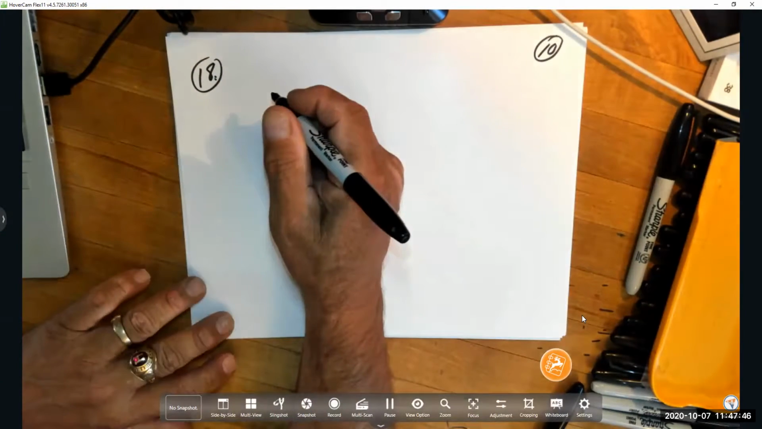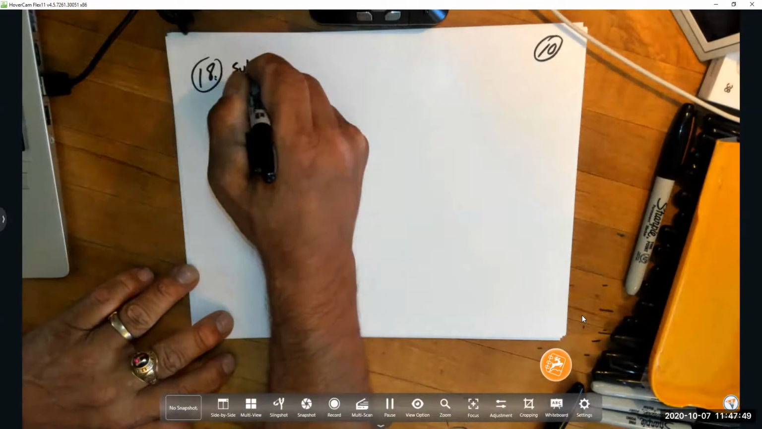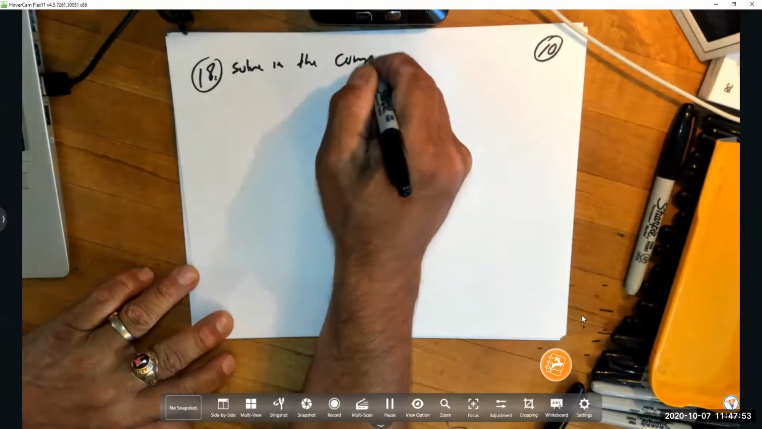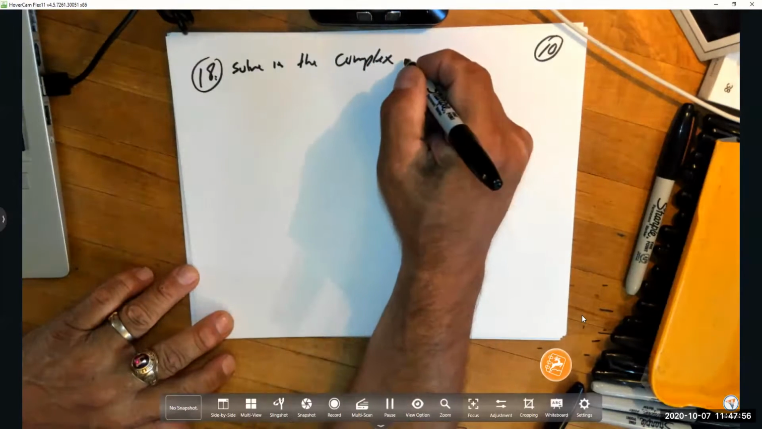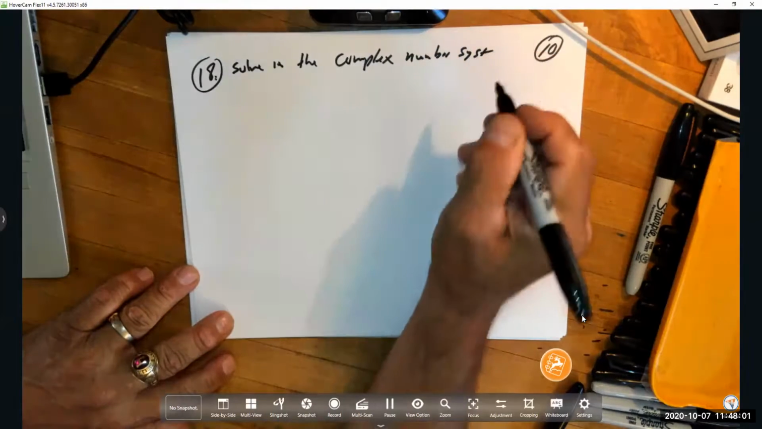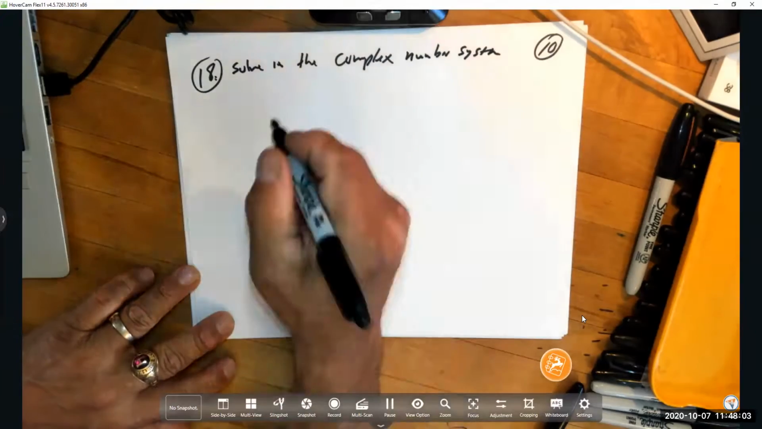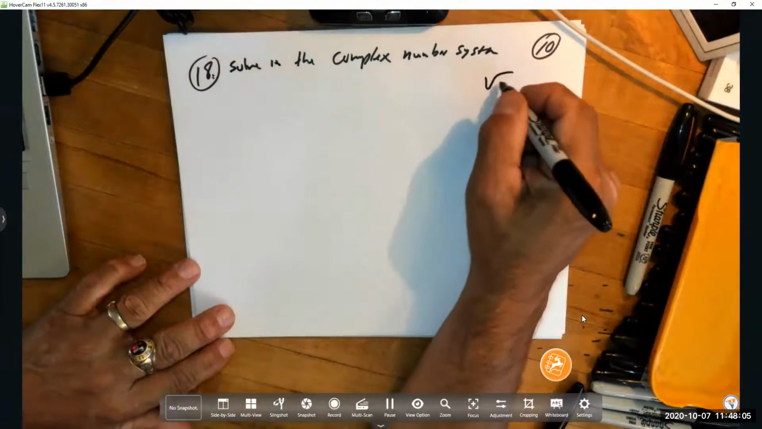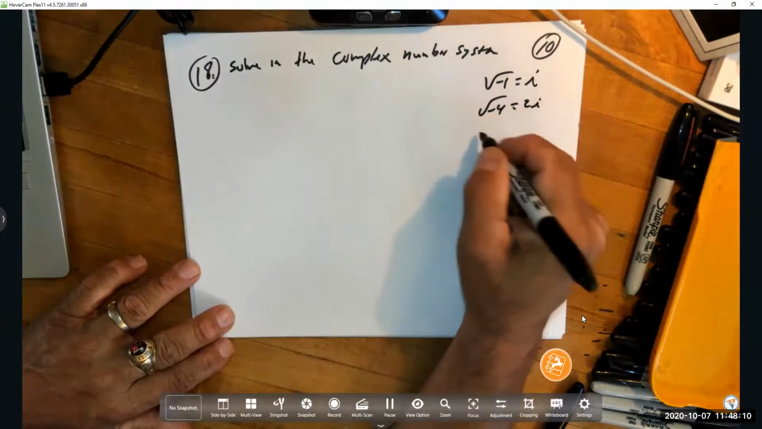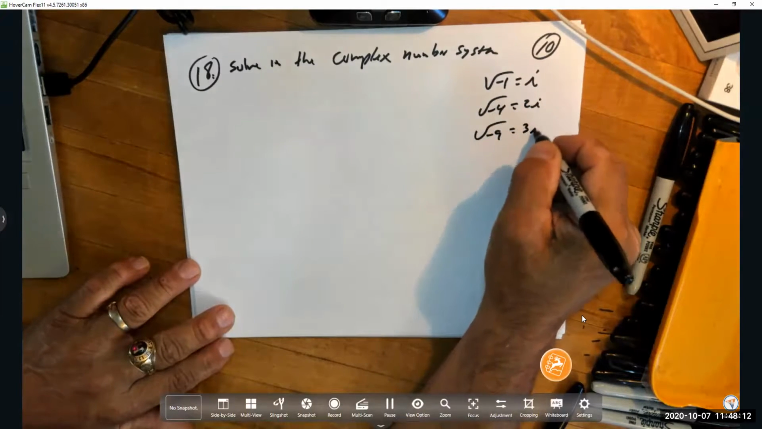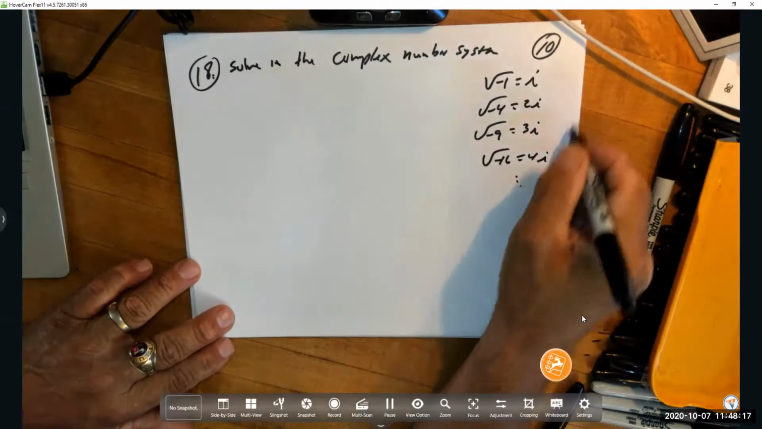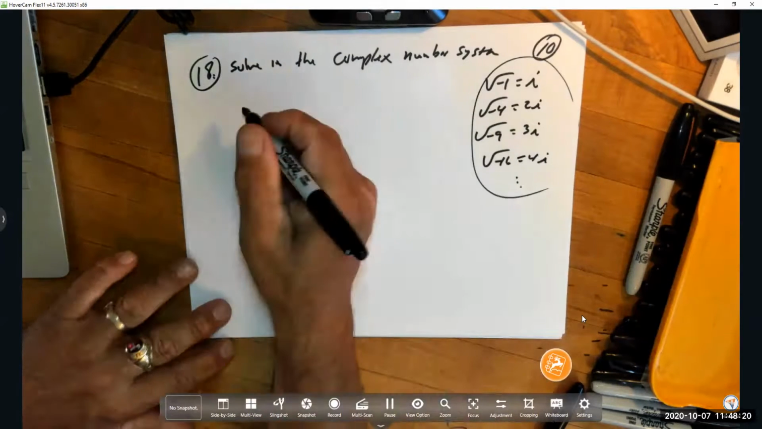Number 18, it says solve in the complex number system. Oh, in a complex number system. Okay, all that means is this: somewhere in there, you're going to get something like this, one of these i business. That's all it means.